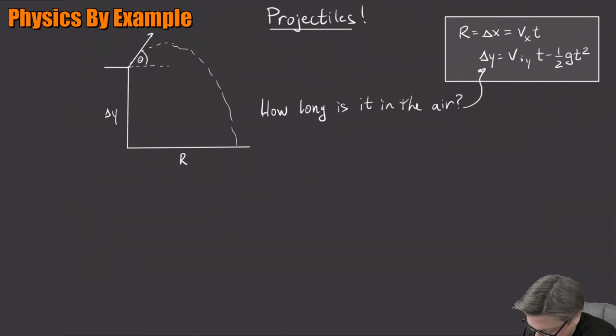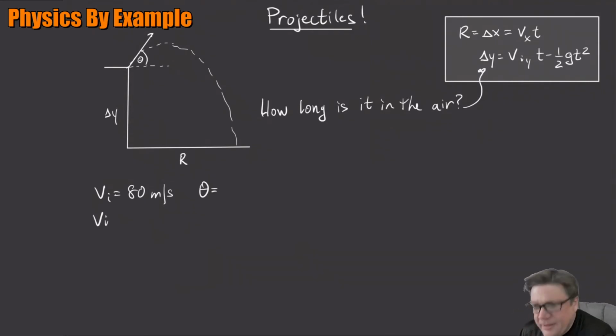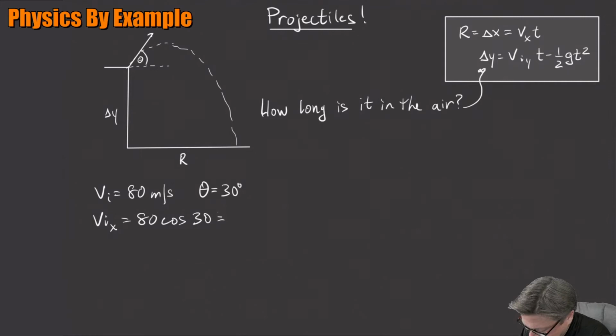Okay, so let's put some numbers in. So let's say Vi is 80 meters per second. So it's going pretty fast. And theta, let's see, what theta did I use? 30 degrees, our standard 30 degrees. So Vix is 80 cosine 30, and that's going to turn out to be about 70 meters per second. I'm going to approximate stuff. It's not quite that, but it's close enough. Let's just use round numbers.